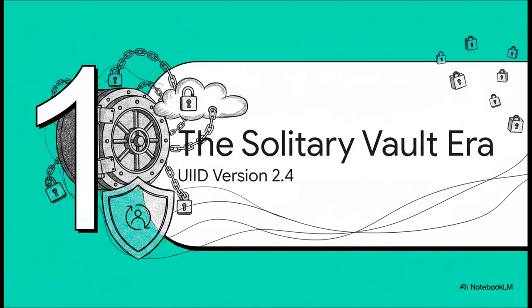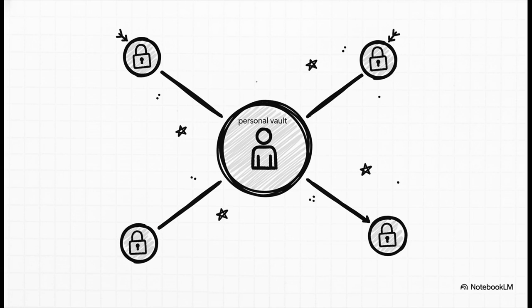Okay, let's dive into this by looking at where we just came from. Section 1, the Solitary Vault Era, UIID version 2.4. To really grasp the breakthrough of 2.5, we have to establish our baseline first. Version 2.4 perfected this personal vault model, and it was based on one core promise: your data belongs to you, period. You had your primary main ID, and from there, you spun up these private one-to-one aliases for different tasks. Was it highly secure? Absolutely. But honestly, it was essentially a digital hermit crab existence. You were kept entirely isolated within your own aliases.